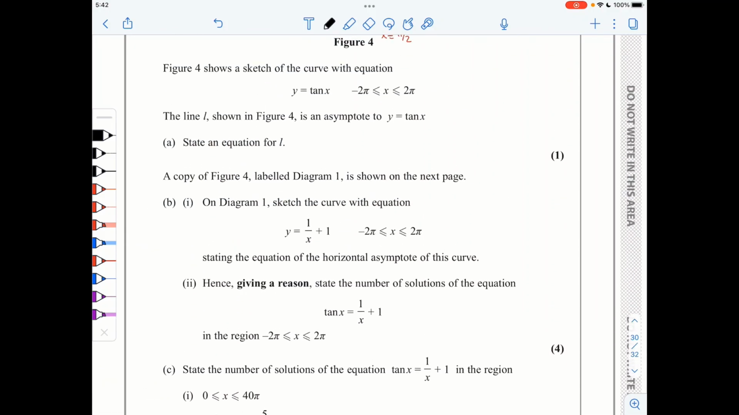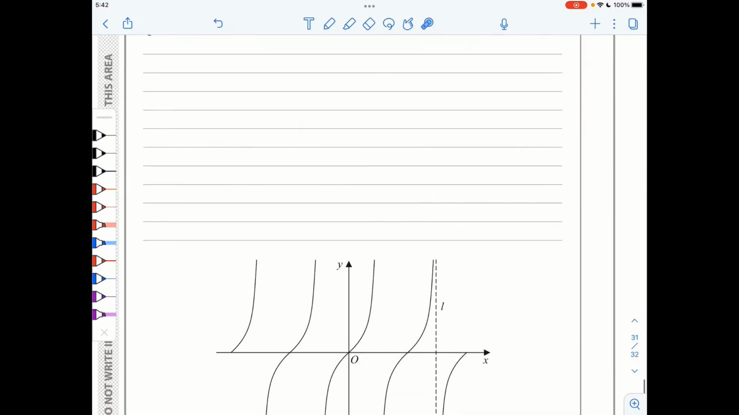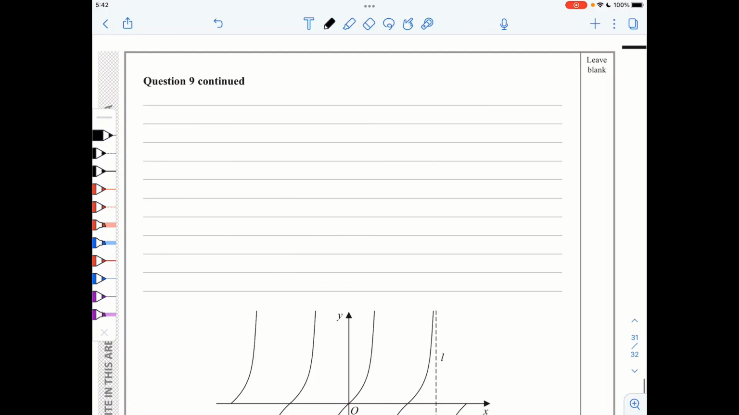And then part B, we need to sketch the curve with equation y is 1 over x plus 1. We need to state the equation of the horizontal asymptote of this curve. So if we start with y is 1 over x plus 1, the first thing we notice is that we've got a vertical asymptote at x is 0, because if we put x to be 0, then we've got 1 over 0, which is undefined, so x is 0 is an asymptote.